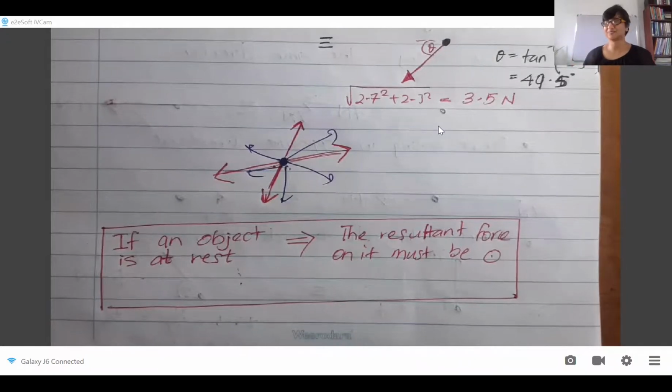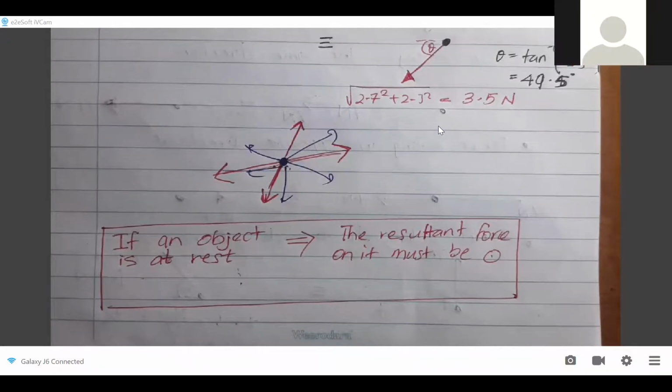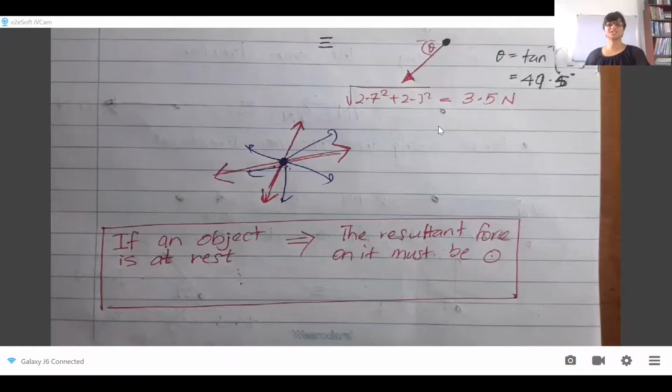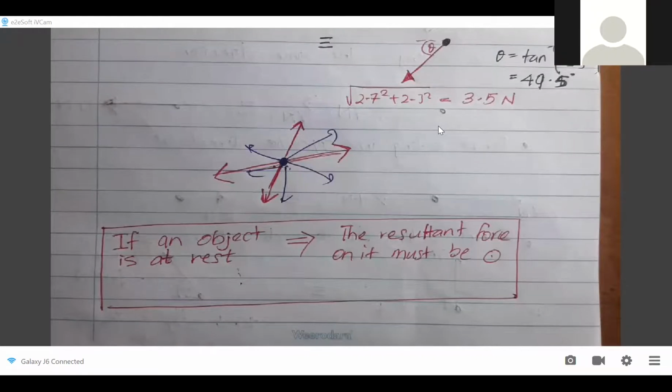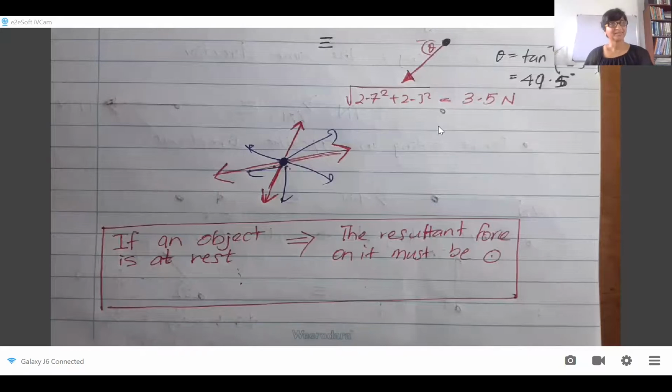It's when an object has zero resultant force, the object is considered to be either at rest or traveling along a straight line at constant speed. Good. Did you just think about it and formulate it on the spot now, or was it a memorized sentence? 50-50. Okay.